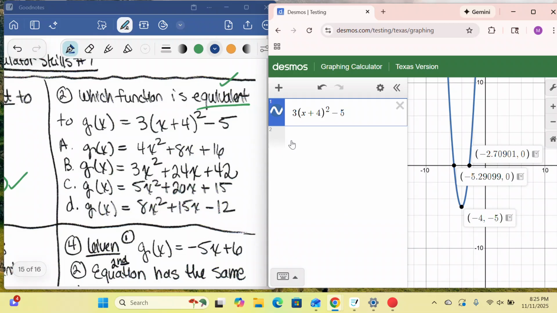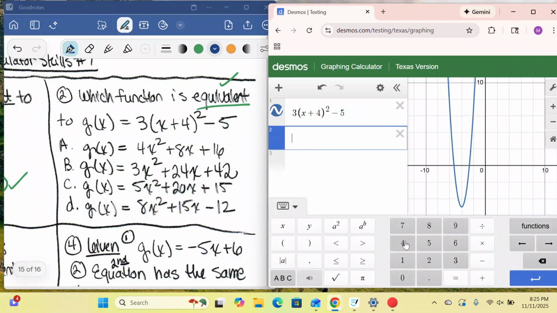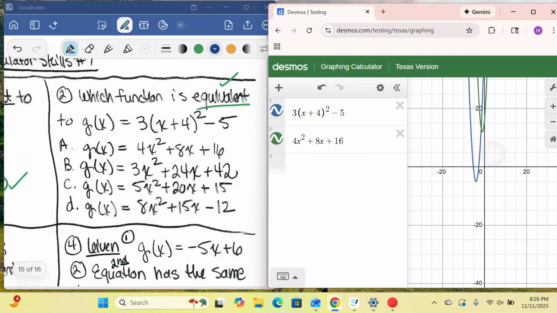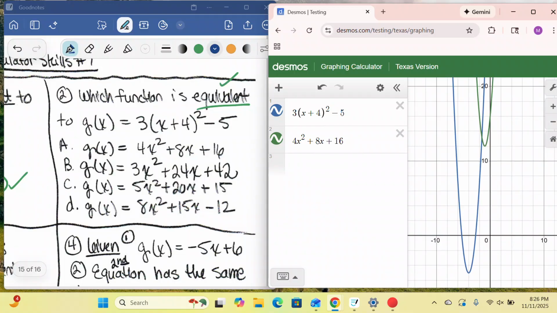Then I'm going to put in the second one as 4x squared plus 8x plus 16. Oh wow, so is it here? Nope, it's way above there. Remember, when I click it, it's got to be different. No, it's got to be the same because they're equivalent.